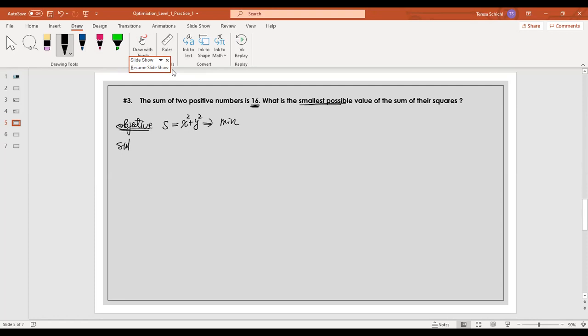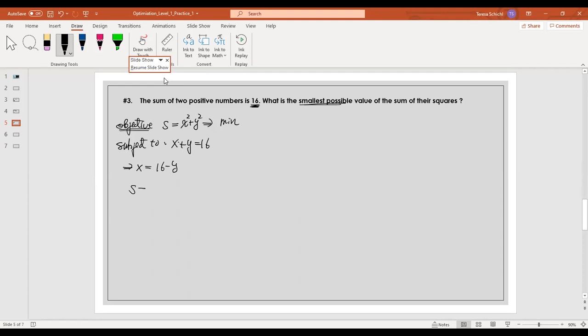And what is the condition they give us? Okay, so the two positive numbers, that means x plus y equals what here? I'm sorry, it's right here. So x plus y will be equal to 16. Okay, so this one is not too complicated either. So now we can say x equals 16 minus y. Okay, so now you plug back into your objective function.